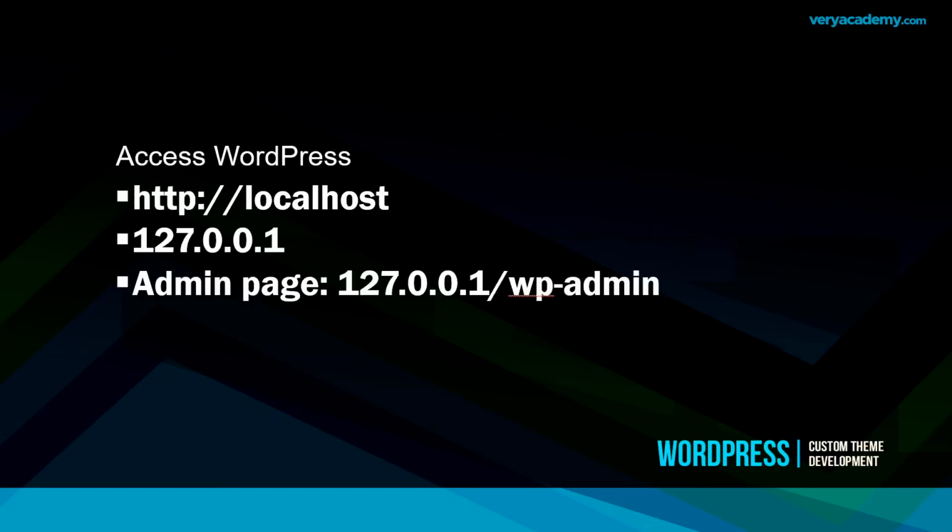So finally, to access WordPress, you need to use http://localhost, or just type in 127.0.0.1 in the browser. There you'll be able to access the root directory of your server, or once WordPress is installed, the WordPress website. And then remember that for the admin page for WordPress, you can use localhost or the 127 number, and then /wp-admin. So that's going to take you to the admin page.